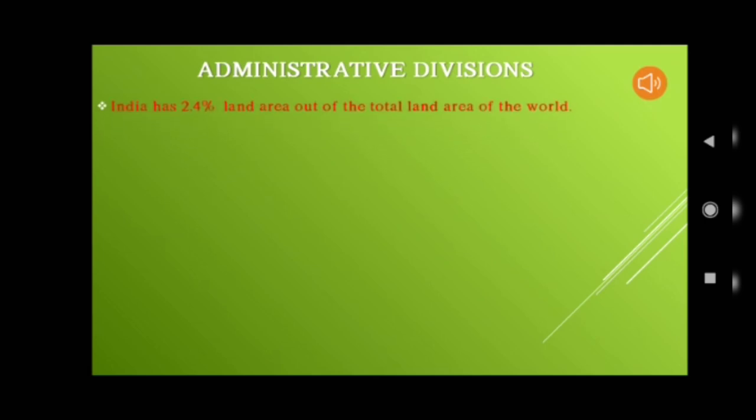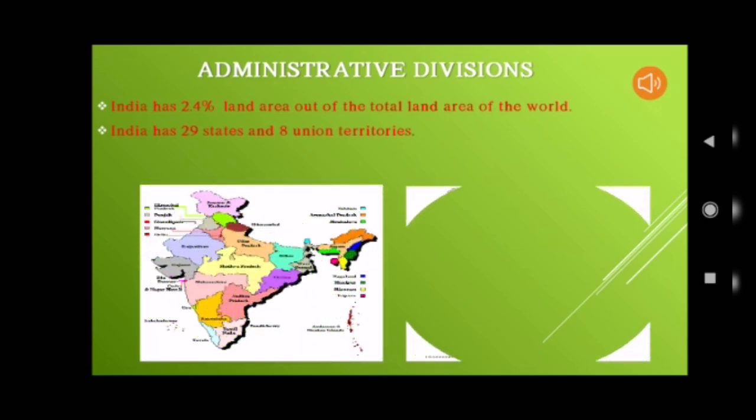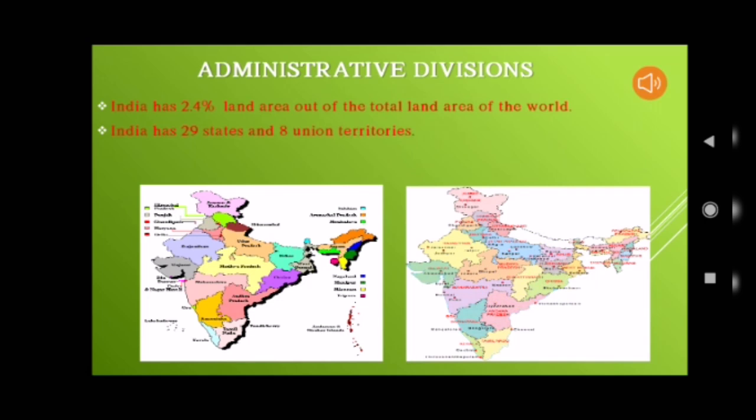Let us take a look at the administrative divisions of India. India has 2.4% land area out of the total land area of the world. India has 29 states and 8 union territories. Here there are two maps showing you all the states along with their capitals in this slide.